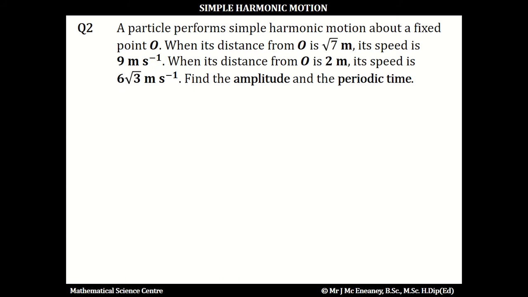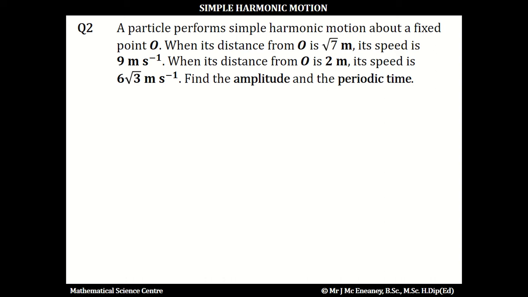Question 2. A particle performs simple harmonic motion about a fixed point O. When its distance from O is root 7, its speed is 9 meters per second. When its distance from O is 2 meters, its speed is 6 root 3 meters per second. We want to find the amplitude and the periodic time.